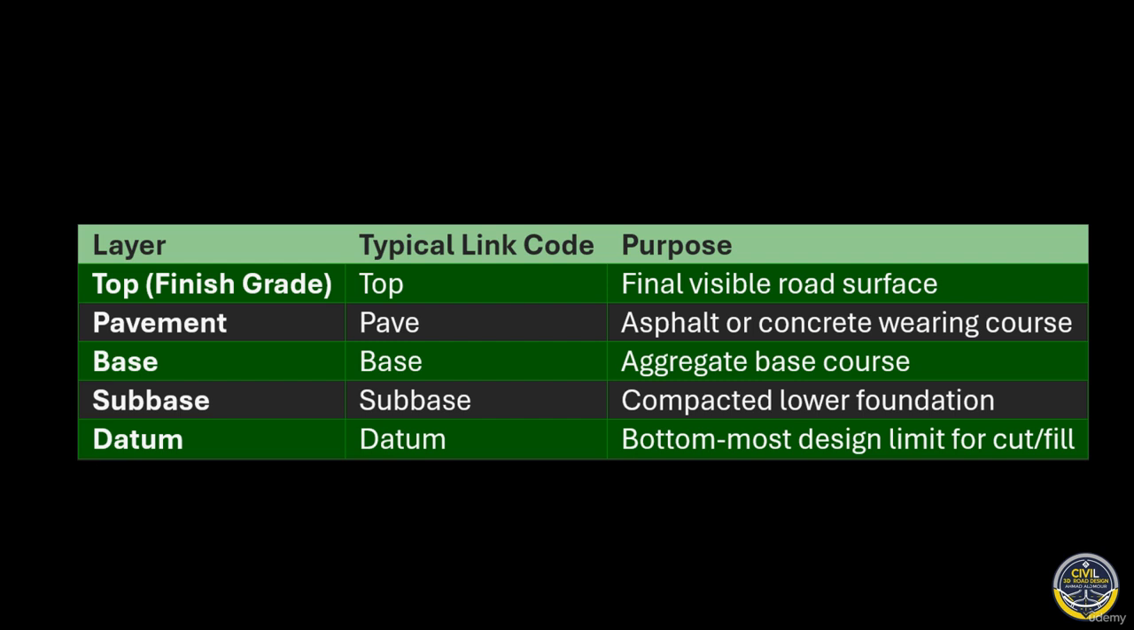First layer, top: finish grade, typical link code Top, purpose: final visible road surface. Pavement as Pave, asphalt or concrete wearing course. Base: aggregate base course. Subbase: compacted lower foundation. Datum: bottom design element for cut or fill. By reading these link codes, Civil 3D knows how to build surfaces that represent each layer of the corridor in 3D.